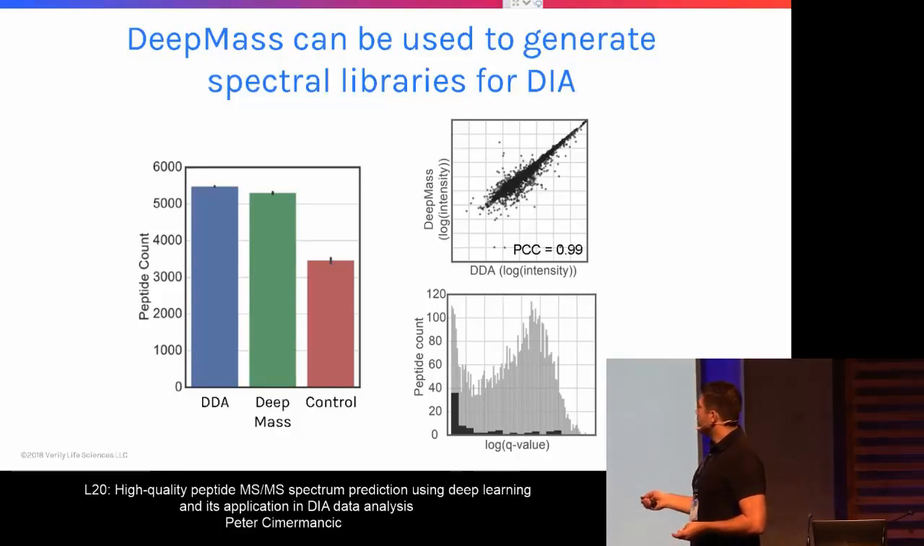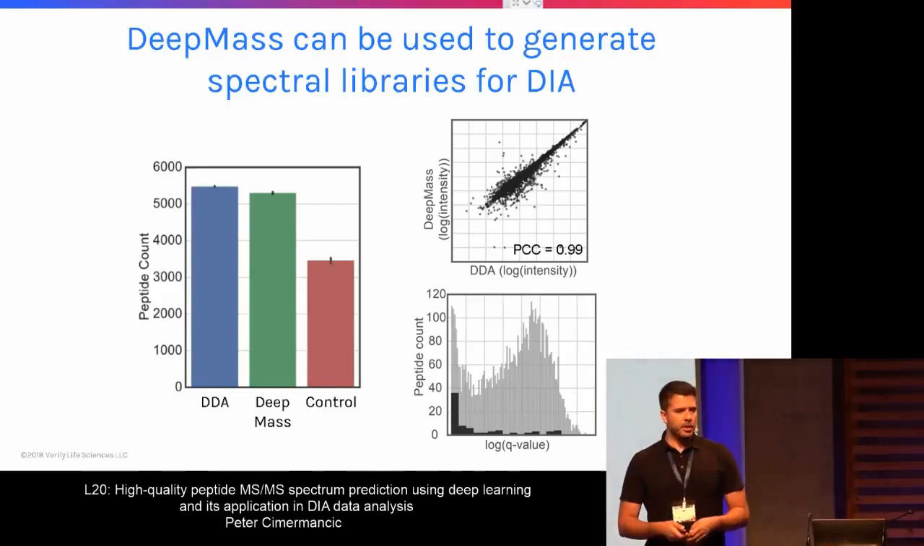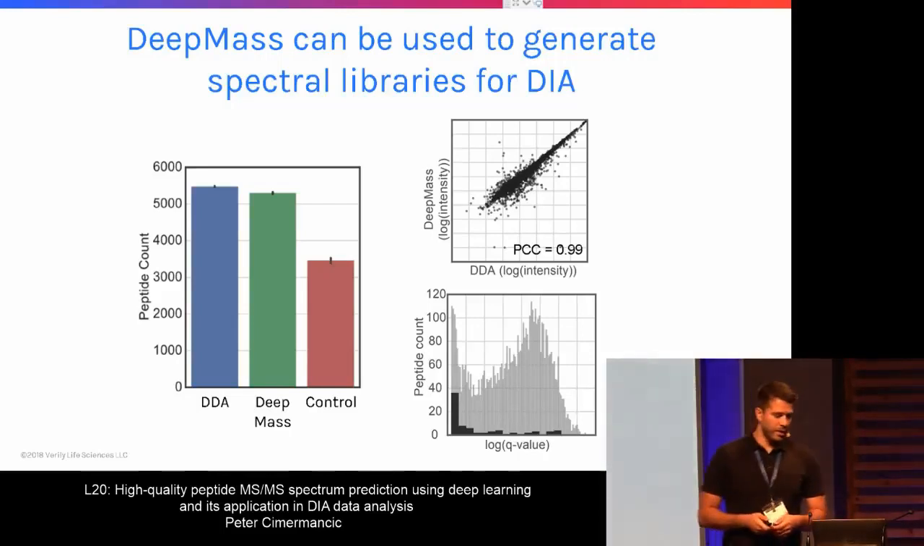When we look at the quantification ability, again, we see really high correlation between intensities that we obtain with spectral libraries using DeepMass and DDA. So this all suggests that we can replace spectral library building by DDA with a computer.